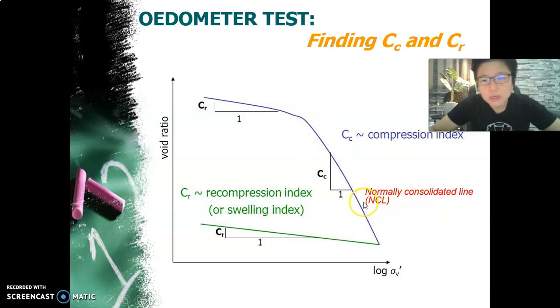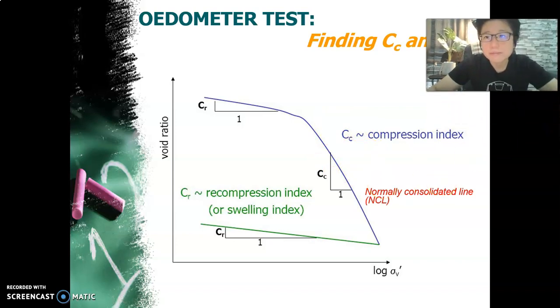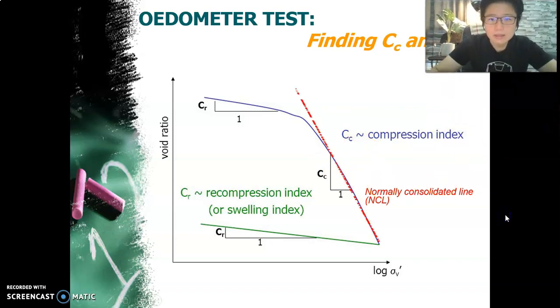whereas along this vertical part of your compression curve, there's your normally consolidated line. We talked about that before. This gradient is your compression index. This is the value that we need to use to calculate your settlement. We'll see one example later on, don't worry. Okay, so these are the two gradients that you need to find.